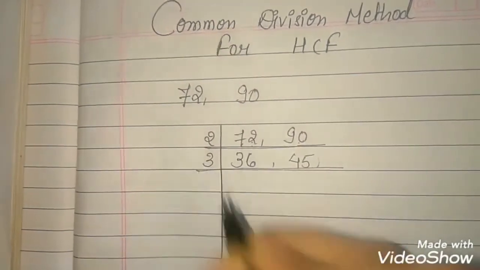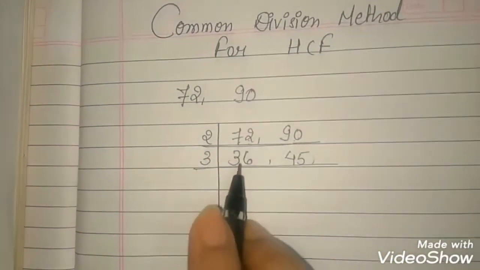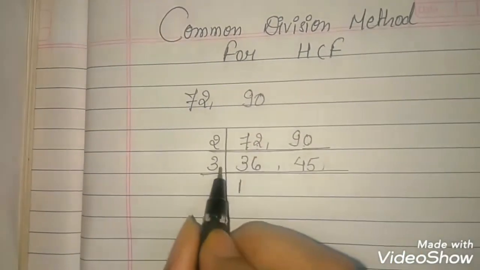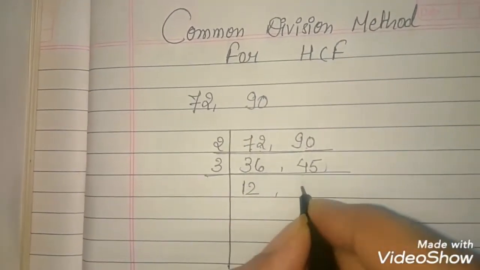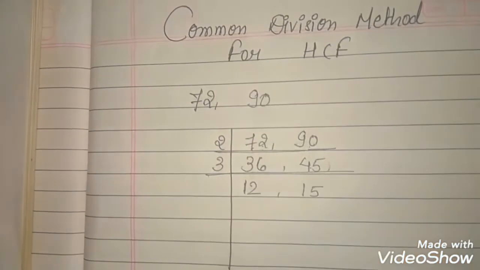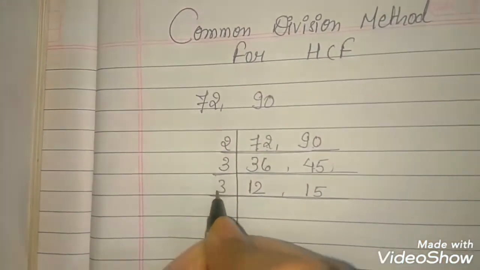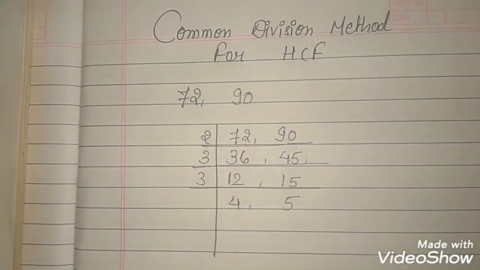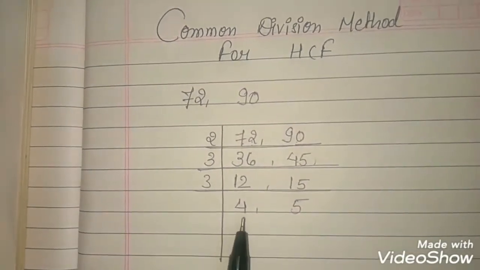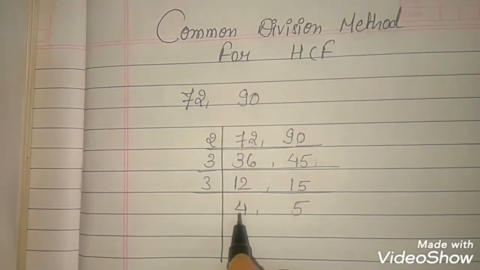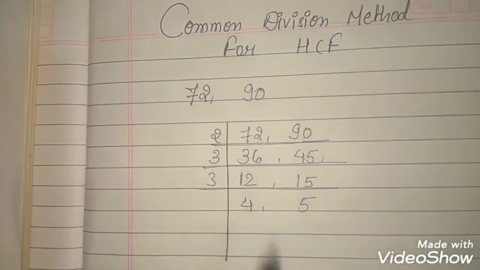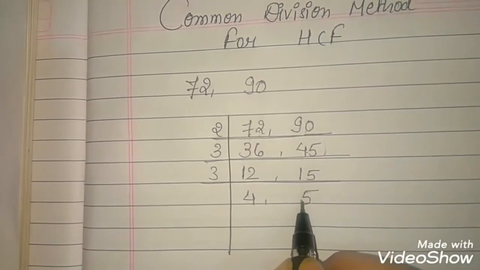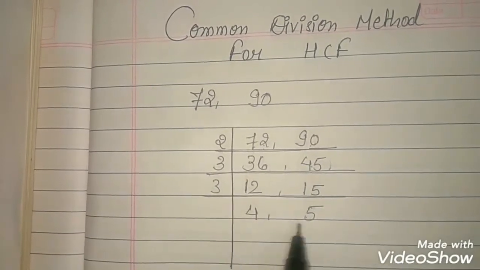So I am taking 3 because 36 is divisible by 3 and 45 is also divisible by 3. 3 1s are 3, 3 2s are 6, 3 1s are 3, 3 5s are 15. Again 12 and 15 are divisible by 3, 3 4s are 12, 3 5s are 15. Now the question arises where we have to stop. We will stop when we will see that there are no any common factors between the numbers. 4 के factors होंगे 2 into 2 and 5 के factors होंगे 1 into 5. तो कोई common factor नहीं है, so we can stop here.